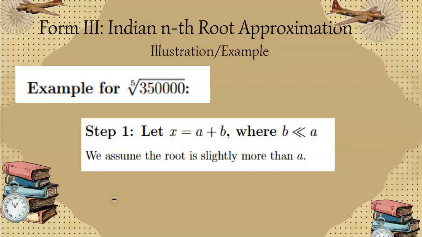Alright, so let's consider an example. We want to find the fifth root of 350,000. So we set A is equal to 350,000. So first step, we're going to break down the root into two parts, a and b. So we have the fifth root of A is approximately equal to a plus b, where b is very much smaller than a. So a is the integer or the whole number part of the root, and b is a much smaller correction term, often representing the decimal part.